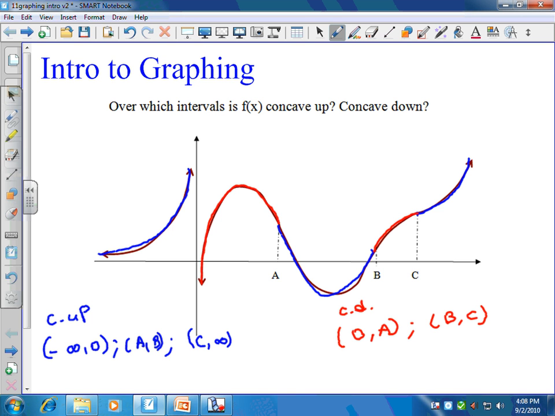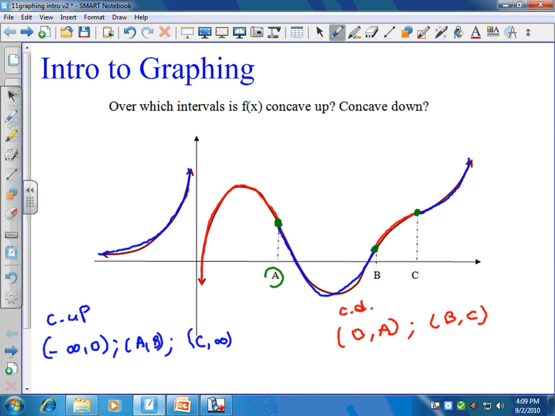Now if I ask you, where did this function change its concavity? You could say at the point A, concavity changed. Basically right here, whatever the function f of x value is there. At the point where x equals b, concavity changed, and x equals c is another point where concavity changed. We call those points inflection points. So those are very important points along the graph, and calculus will help us locate them so that graphing the function will be easier.